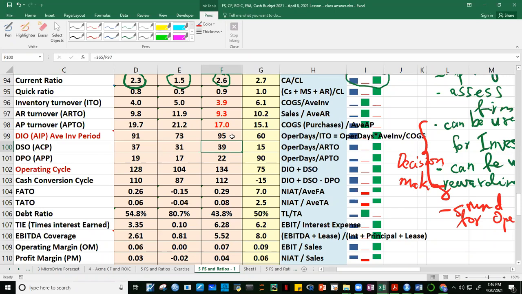Ay, wait. Mali ako. Sorry, 39 pala tayo. Sorry, na-mix up ko, guys, yung 95 kanina. This is your days inventory outstanding. This is your days sales outstanding. 39 days for the company to collect. 15 yung competitor. Talo-talo sila.